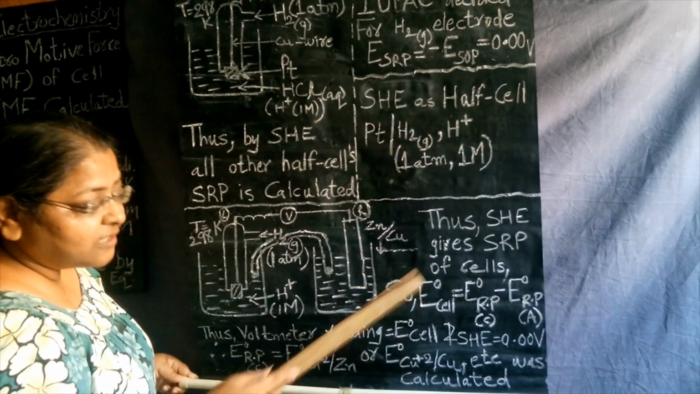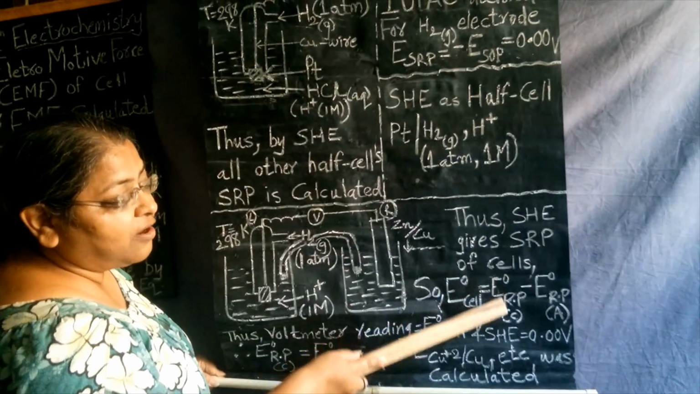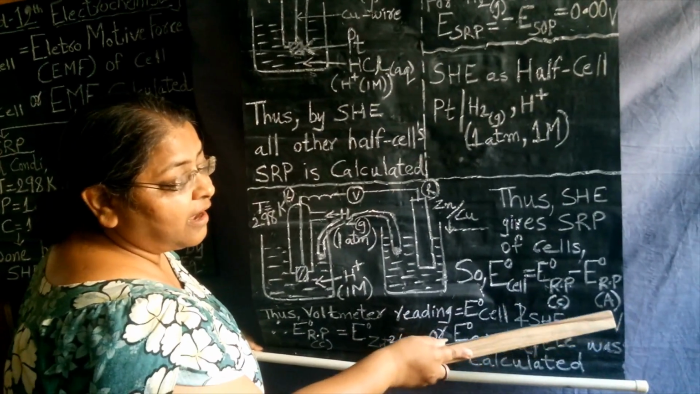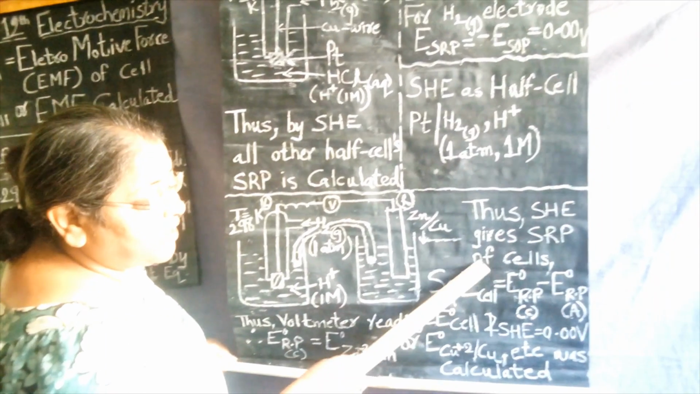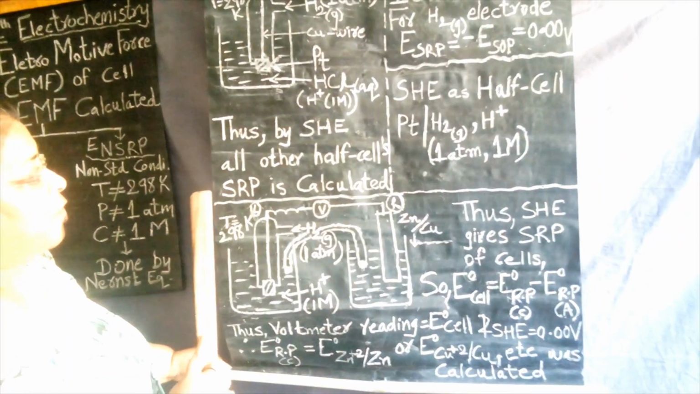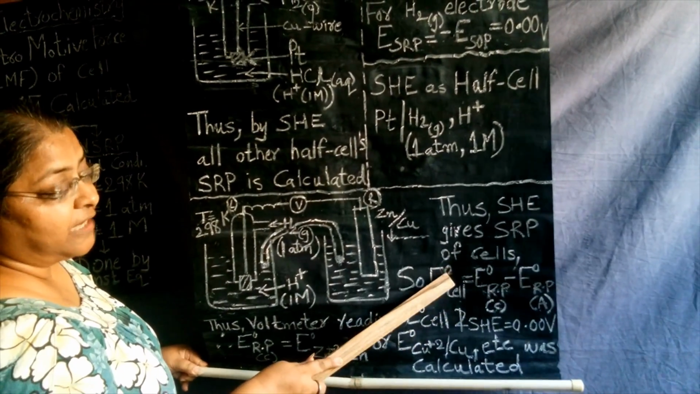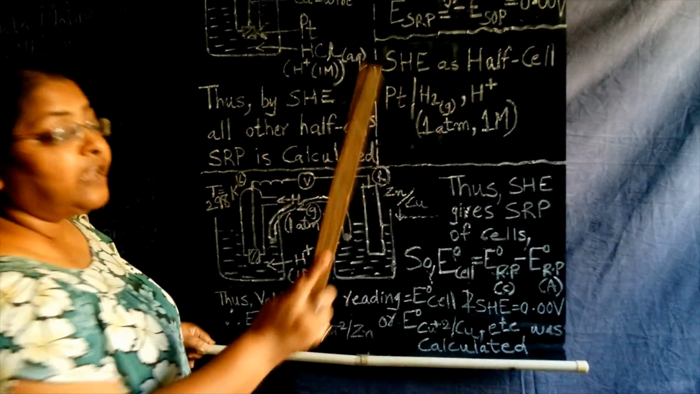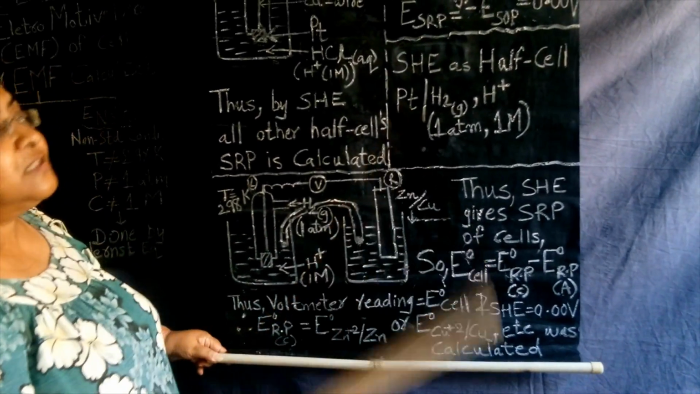And by this the standard potential formula has also come into existence: standard reduction potential at cathode minus standard reduction potential at anode. Here when you see E degree cell, this degree symbol gives us the idea of standard, that means standard cell potential. And by this the whole electrochemical series has been developed.